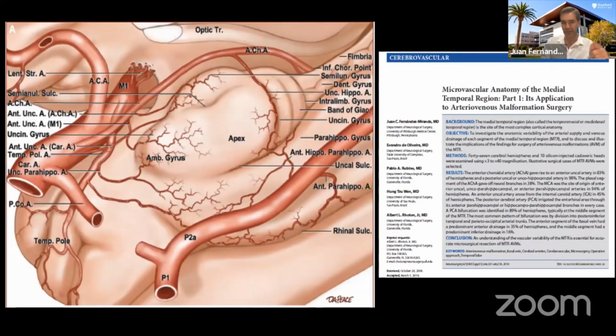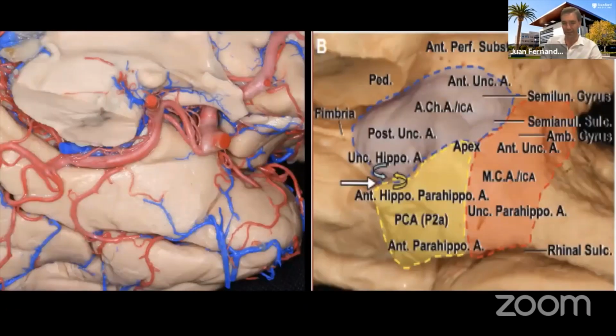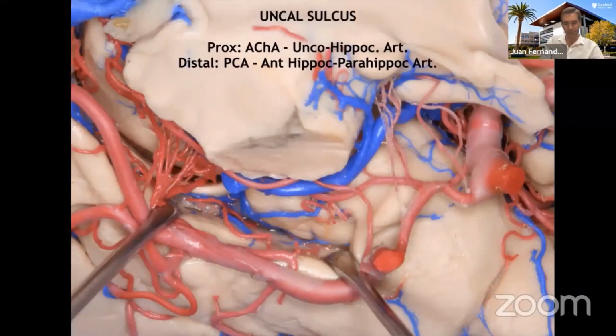And remember, the choroidal artery and the PCA give branches that go into the uncal sulcus that need to be identified. So here we describe the different vascular territories for MCA, anterior choroidal, and PCA at the level of the uncus. This is a work that I did together with Professor Evandro de Oliveira, mostly focused on understanding the vascular anatomy for AVMs, but also applies to tumors in this area.